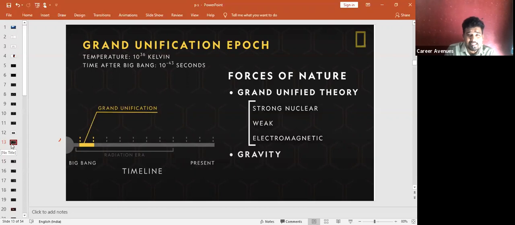And it is only 10 to the power minus 43 seconds after the Big Bang. Now see, 10 to the power minus 43, this is a very small time, right? It's less than a nanosecond. And at this point of time, we have a gravitational force. It's a kind of attractive force. Now due to this attractive force, we have unification.